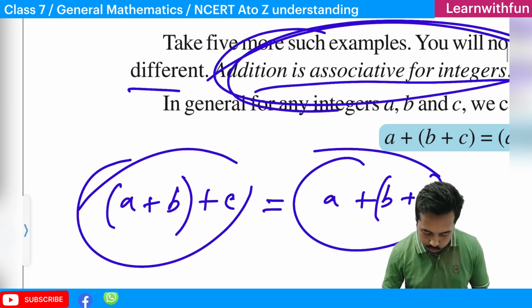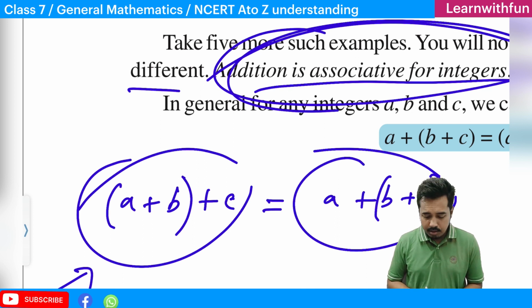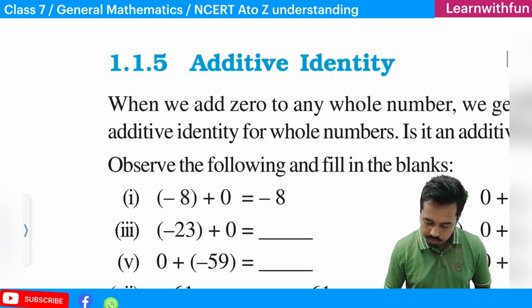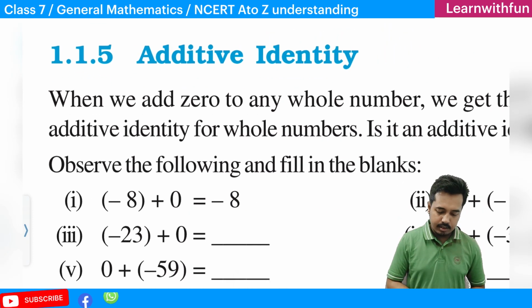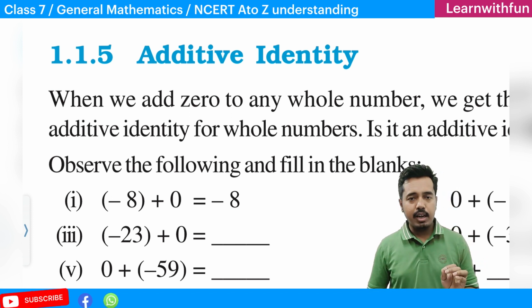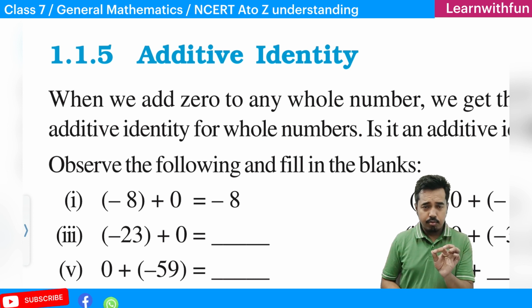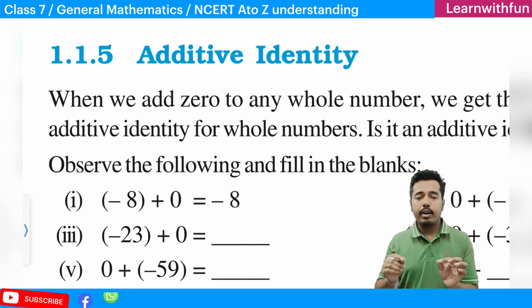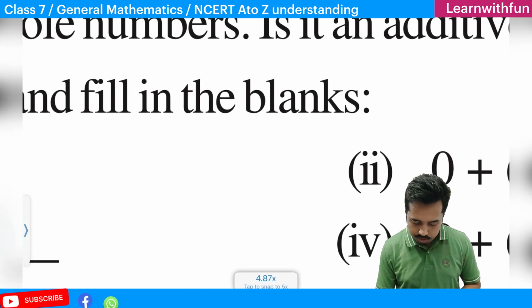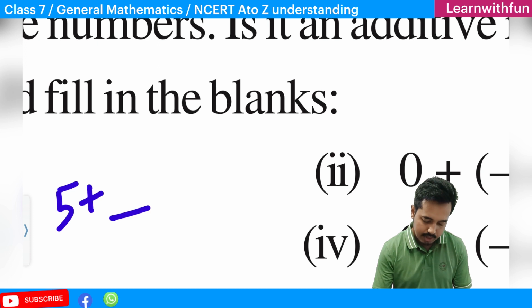So we can say that the associative property is obeyed by integers in the case of addition. So for which operation are we taking this example? For the addition operation. Now, additive identity. Suppose you are taking a number which is 5. You have to add something with 5 so that you can get 5.